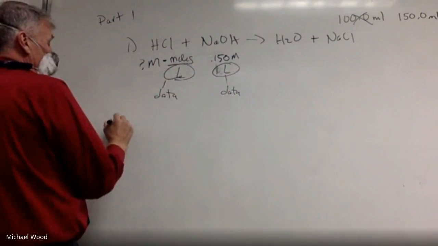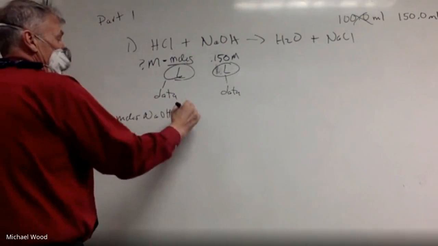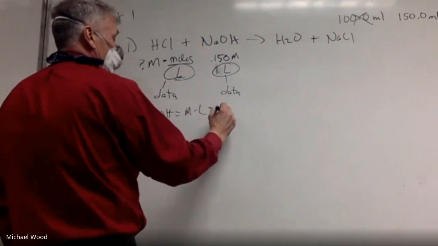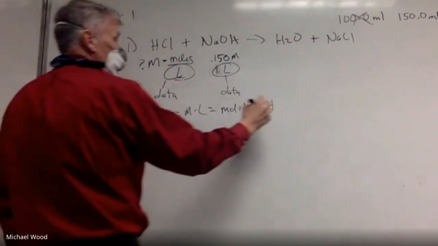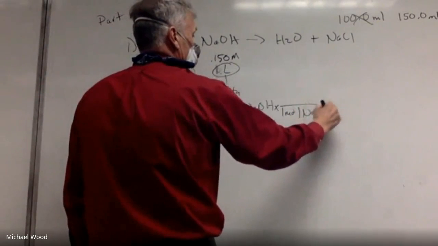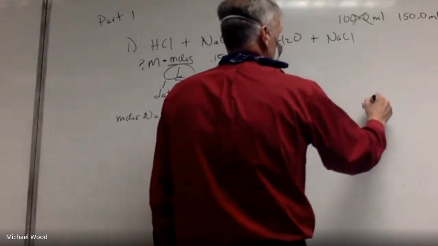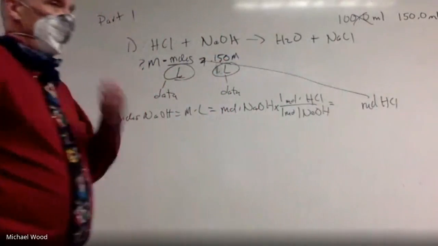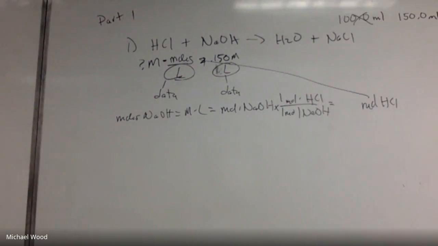Well, what I can do is find the moles of the NaOH by doing molarity times liters. So I've got the molarity, I've got the liters. And once I know the moles of the NaOH, what I'm trying to find is the moles of HCl. So it's going to be 1 mole of NaOH for 1 mole of HCl. That'll give me moles of HCl. I'll take that and put that right there. Now again, that's kind of the longer way to do it, but that's really a more official way to do it.